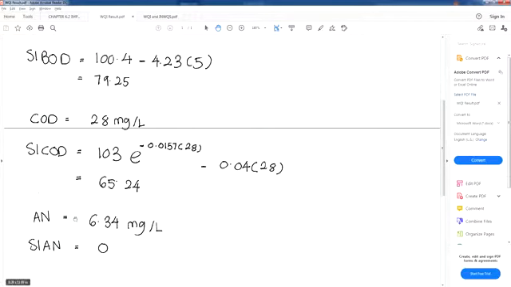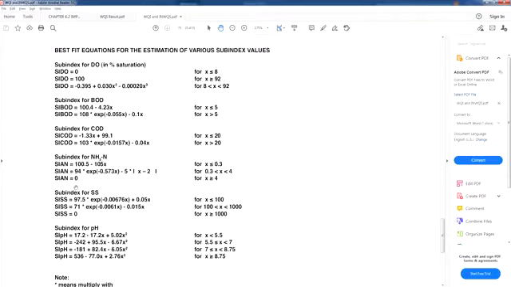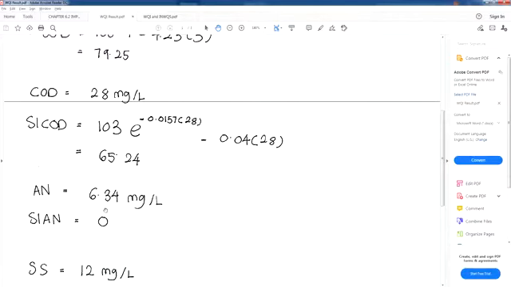And how about the ammonia? AN is equal to NH3-N, this is ammonia here. So ammonia is 6.34. Look at the formula for the ammonia. If it's bigger or equal than 4, SiAN is 0. So the sub-index for this particular component, the ammonia, is equal to 0, because our 6.34 is bigger than 4, so it becomes 0.